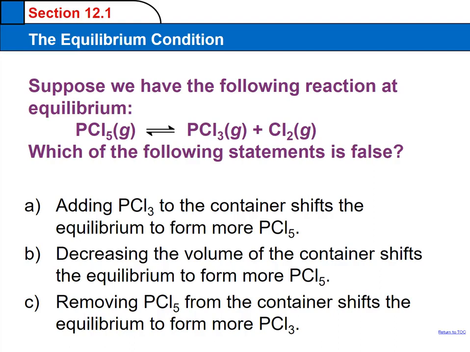A, adding PCl3 to the container shifts the equilibrium to form more PCl5. That is correct. That is true. So adding PCl3 means I'm adding more product. It's going to shift to the left to make more of the reactant PCl5. So that's true. That's good.